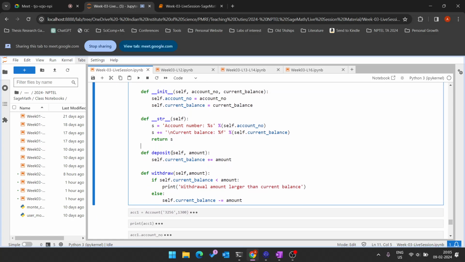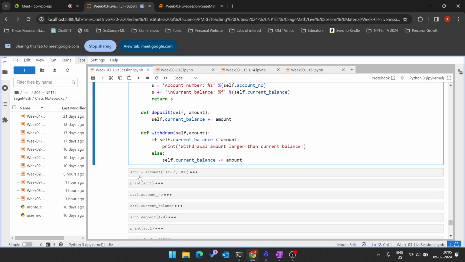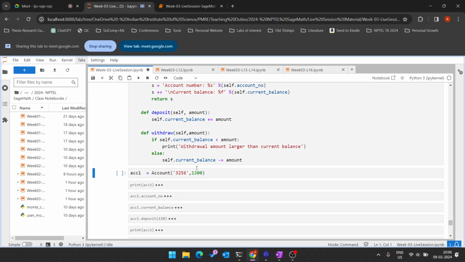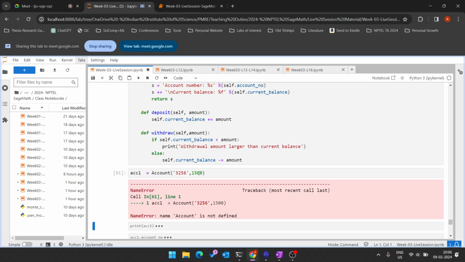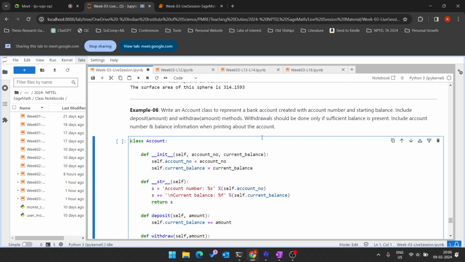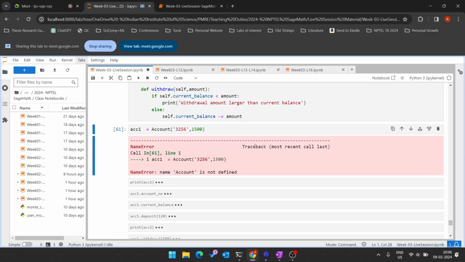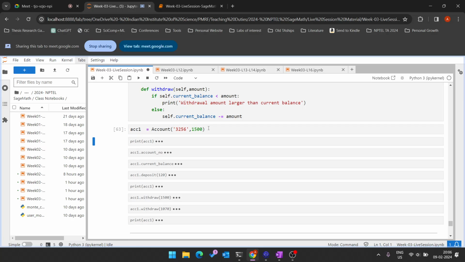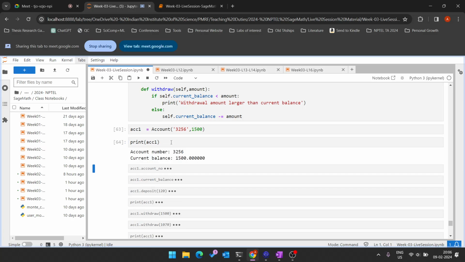Okay, if we only have say these two methods, and I look at what my account looks like. So my account one looks like say some account number, I've taken 3256 with a balance of say 1500. If I now run this, oh, I have not run the class account. So if I now run this, something has occurred here. If I now print this, I get account number as 3256, current balance being 1500 rupees.